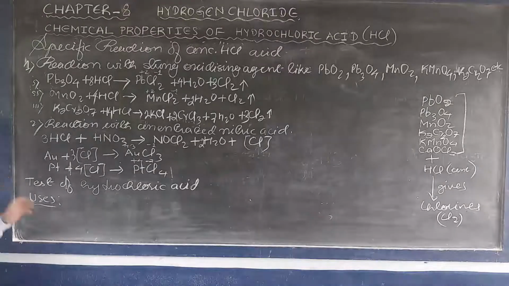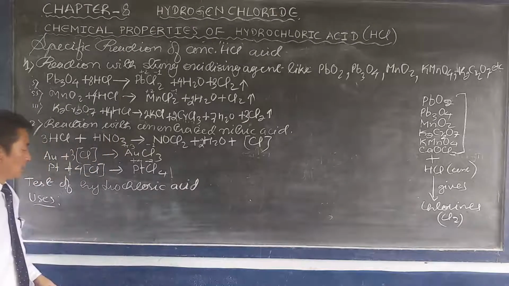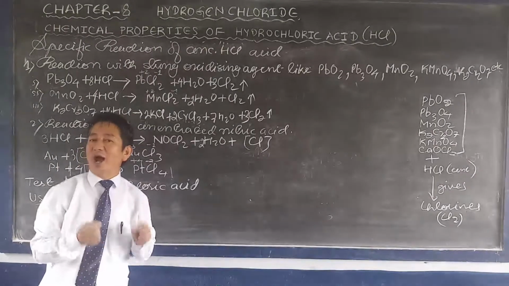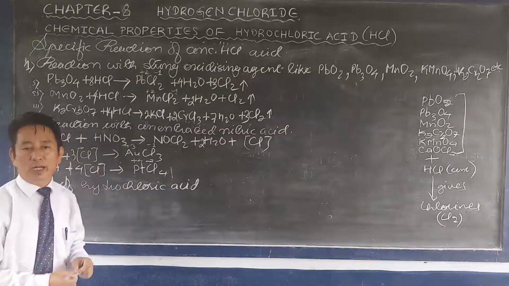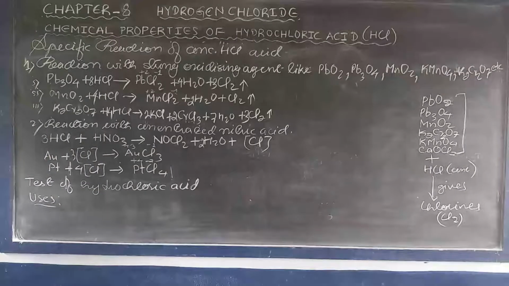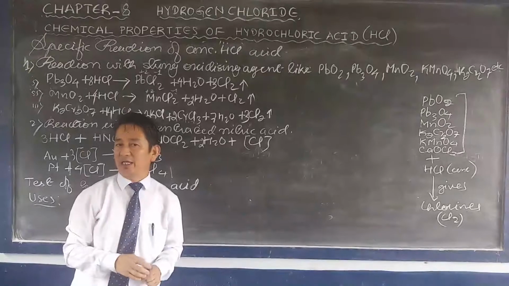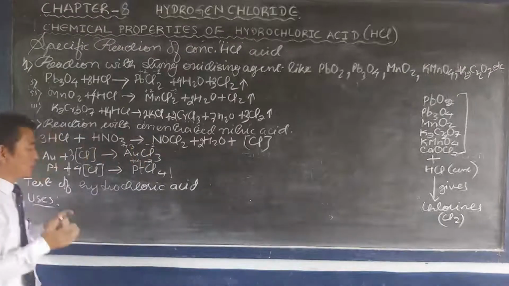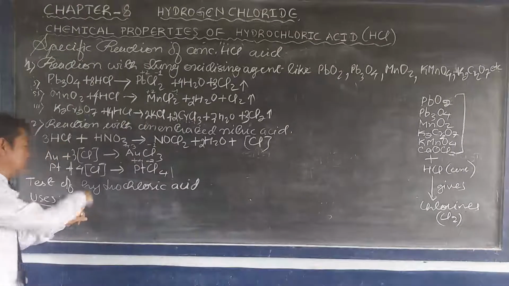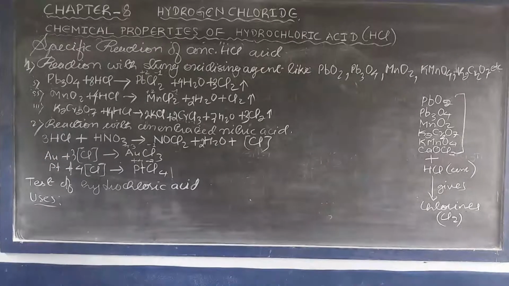Now next, tests for hydrochloric acid. Here, this hydrochloric acid gives dense white fumes of ammonium chloride when a glass rod dipped in ammonia solution is brought near the mouth of the jar containing hydrochloric acid.